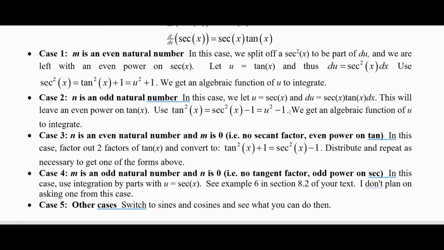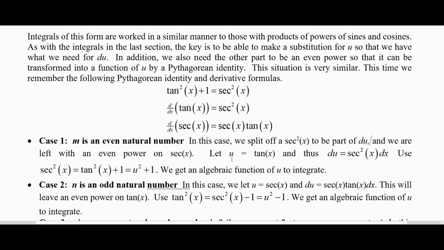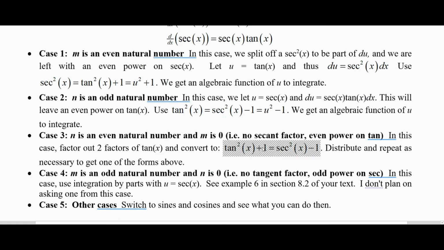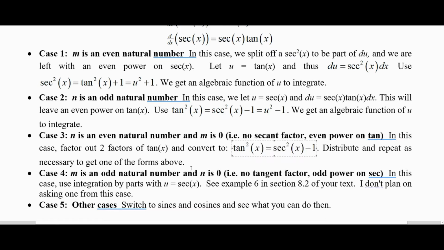If m is 0, that is, no secant factor and an even power on the tangent, so n is even and m is 0. In this case, you factor out two factors of tangent of x and convert using tangent square of x equals secant square of x minus 1. That's not right in what I wrote; there's an extra plus 1 right there. Let me get rid of that. There we go. And distribute and repeat as necessary to get one of the forms above.